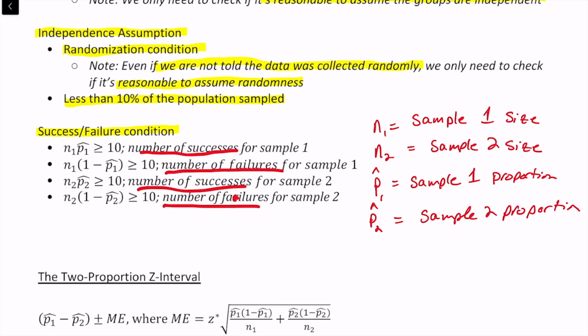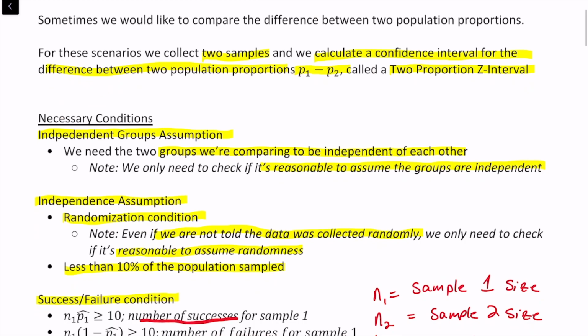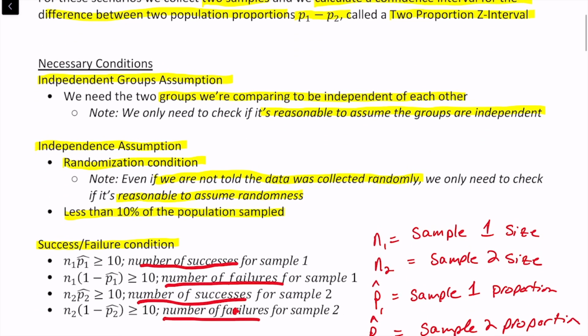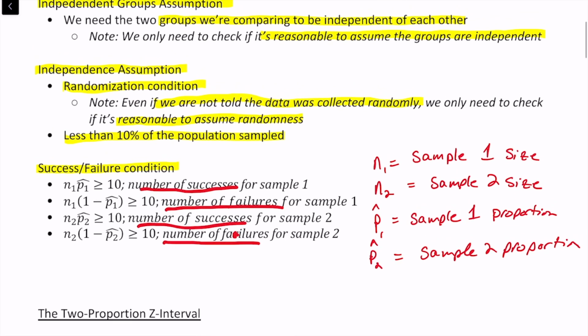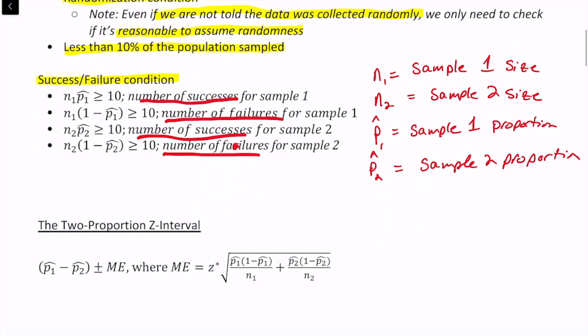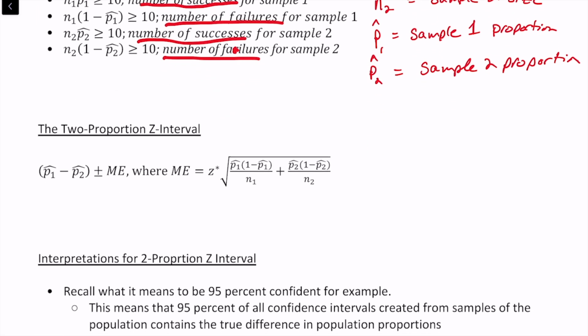Let's take it back from the top. We need independent groups. We need independence within the groups, which we check by looking at the randomization condition and the less than 10% condition. And then we have the success and failure condition. If all of those are true, then we are able to calculate the two proportion Z interval.